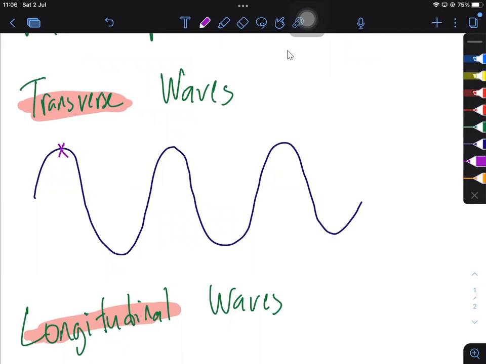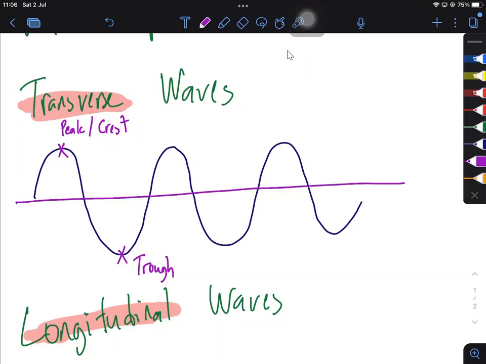What's this part called? It's called the peak, right? Otherwise known as the crest. Either way, it's known as the peak or the crest. The bottom part here, which a lot of students don't remember, is called the trough, however you pronounce it, right? And then there is going to be an equilibrium position. This here, which is exactly in the middle of the wave, is known as the equilibrium. Oh, is it double L? No, doesn't matter. All right, it's called the equilibrium.